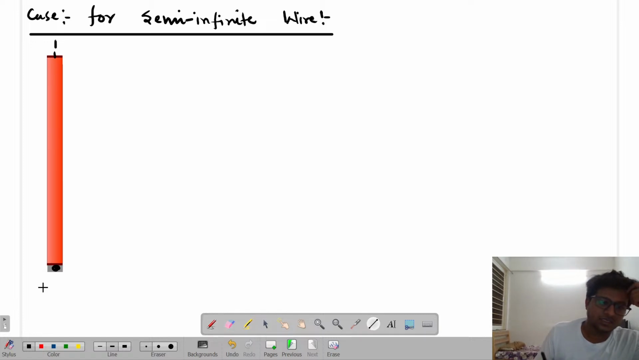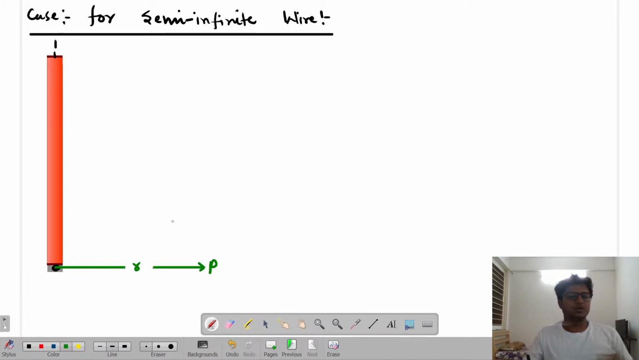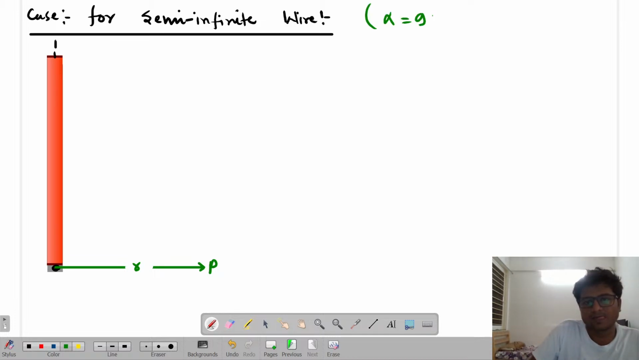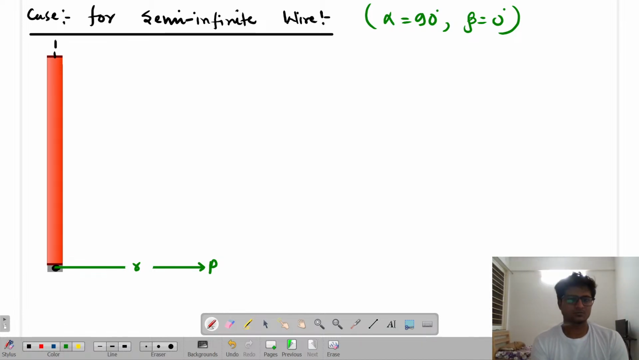So I'm not asking, listen, I'm not asking the electric field from the center. I'm asking from this end at point P, which is located at some distance r. So look over here. If you see that, then this angle alpha over here, since at the top it is going till infinity, so angle alpha will be once again 90, while beta will be exactly equal to 0. For semi-infinite wire, alpha will be how much? 90 and beta will be 0.